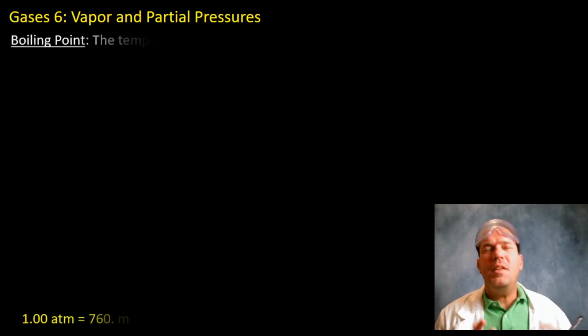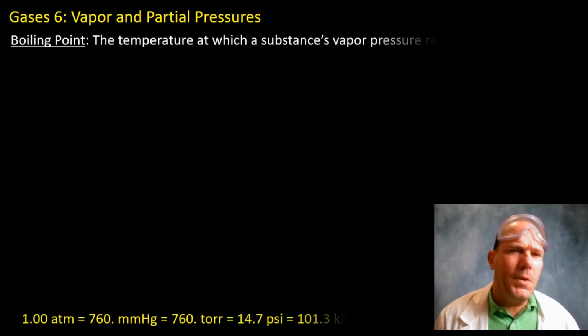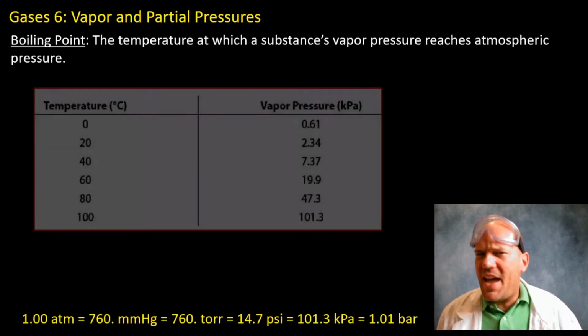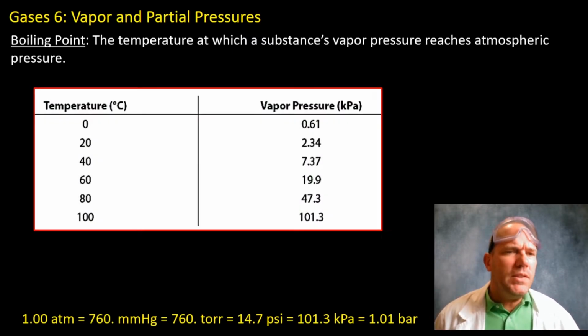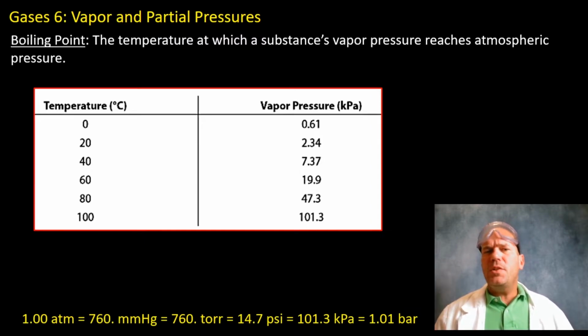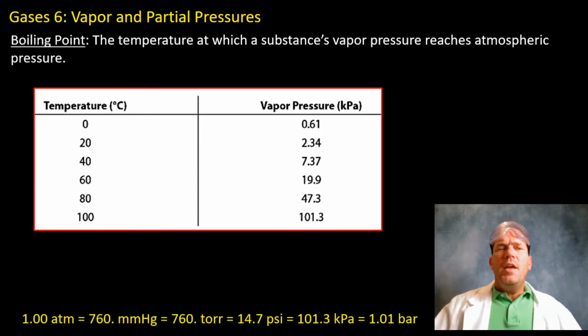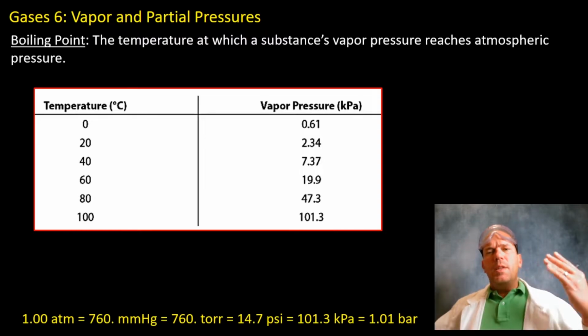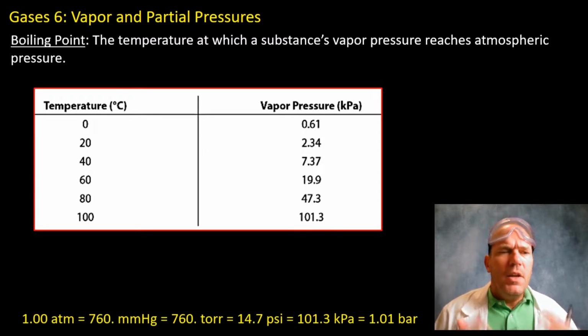So let's talk about what the boiling point means. What does it actually mean for a substance to be at its boiling point? Well, it means that the vapor pressure of the substance is equal to the pressure of the atmosphere. So let's take a look at this table here and make some comparisons.